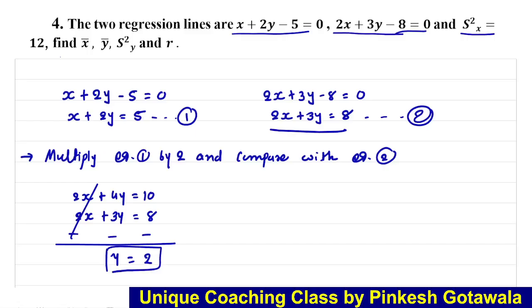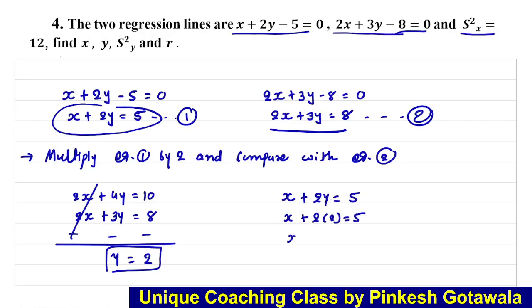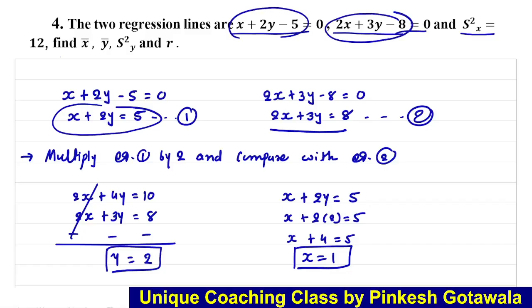Now let's put the value in the first equation, x plus 2y is equal to 5. We get x plus 2 into 2, that is 4. So x plus 4 is 5, this side minus, so we get x is 1, right? So we get the values of x and y. Next step, convert these equations into base form. Okay, there are two regression lines, convert them into base form.